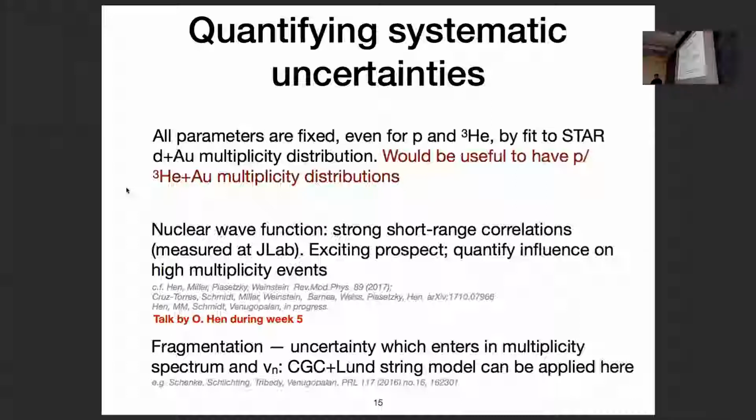And then finally, something which I won't touch on at all, but just to say that fragmentation is of course a big uncertainty in any model, in how to actually do this appropriately. There have been some attempts, say with CGC plus Lund string model, which have done a nice job for pp data. But if one wanted to make an earnest comparison of theory to experiment, one should include fragmentation, which we do not do here.